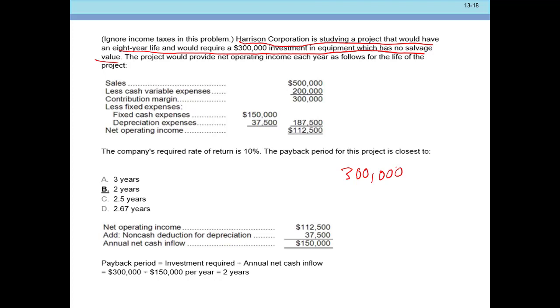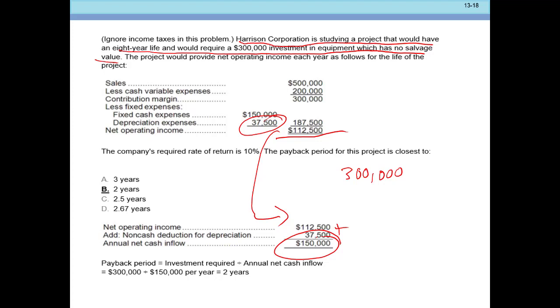Now what's interesting about this problem is they give me the operating income. They don't call out the cash flows, right? Operating income is an accrual number, isn't it? And that accrual number includes depreciation expense. Does depreciation expense use cash? It does not use cash. So I take the operating income and then I have to add back the depreciation expense. Now I have the cash flow that's being generated from this investment after I consider my operating income and add back the depreciation, right?